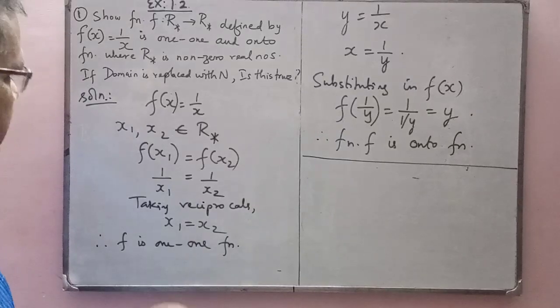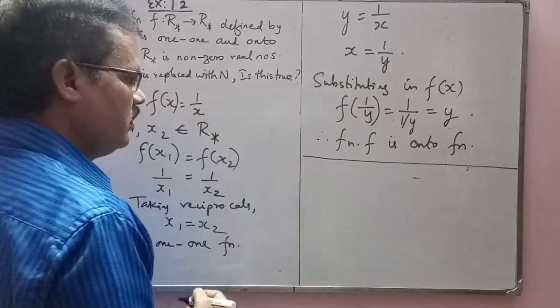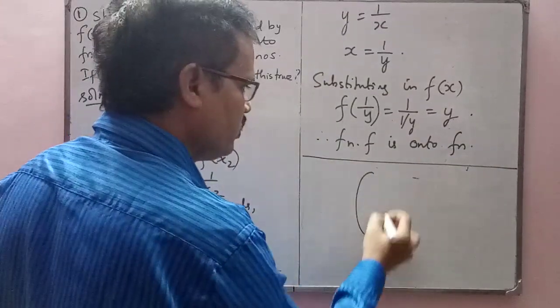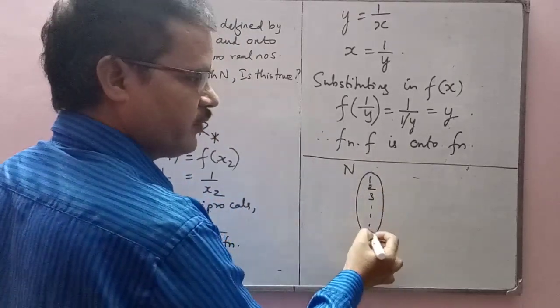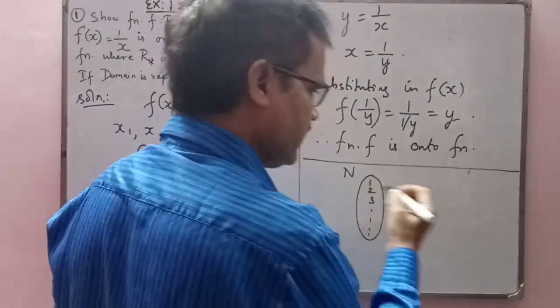Now let us move to the second part. If the domain is replaced with N, is this true? Previously it was non-zero real numbers. Now we are changing it to natural numbers. What are natural numbers? It starts from 1, 2, 3 to infinity, right? You don't have negative numbers, you don't have decimals, you don't have any fractions or anything like that.